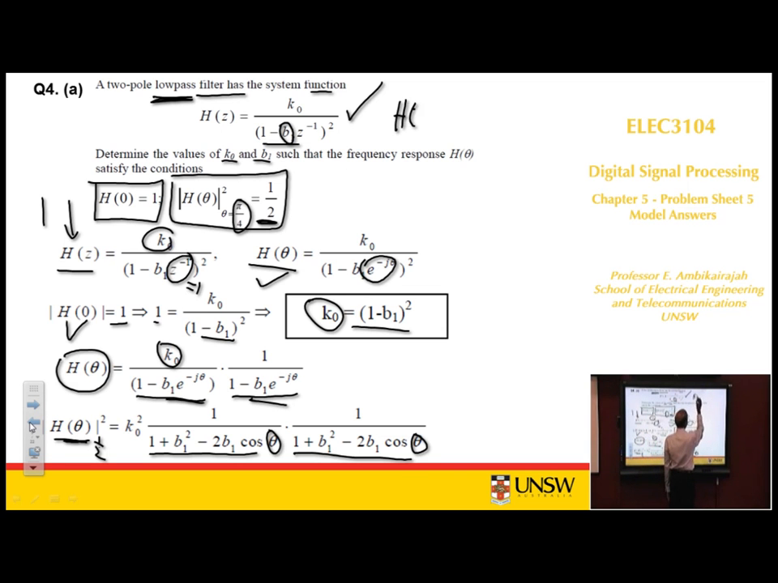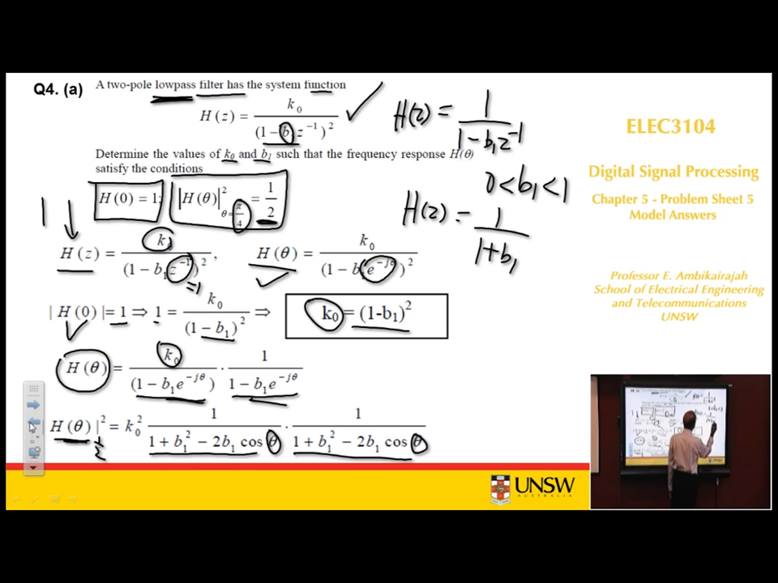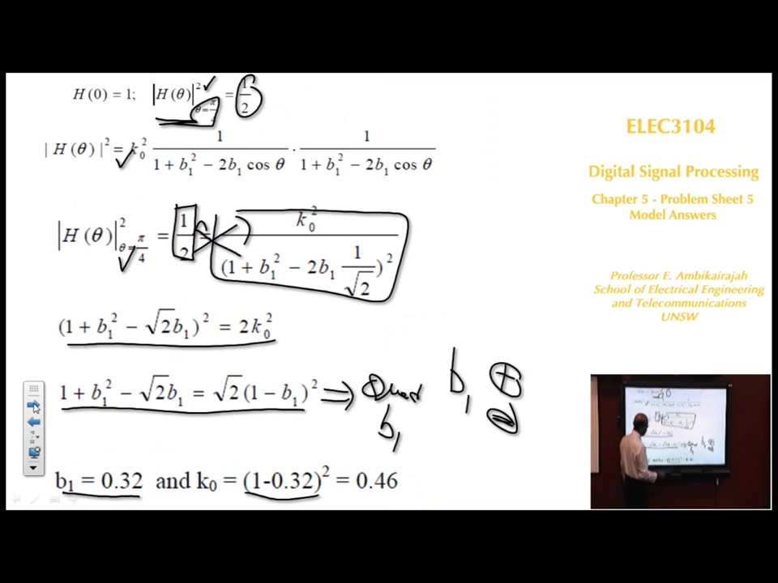Remember we did first order in the class? H(z) equal to 1 over 1 minus b1 z to the minus 1 is a low pass filter. b1 is less than 1, greater than 0. And H(z) equal to 1 over 1 plus b1 z to the minus 1, still b1 is less than 1 and greater than 0, but this is a high pass filter. Yeah? So you know it's a low pass filter, then you know b1 must be positive. So you need to use that condition to rule out this one, it is not right, only that's the right answer. So that's important. That's how you do that question.